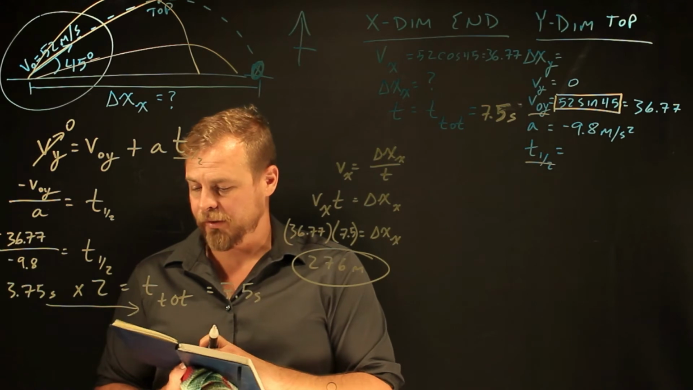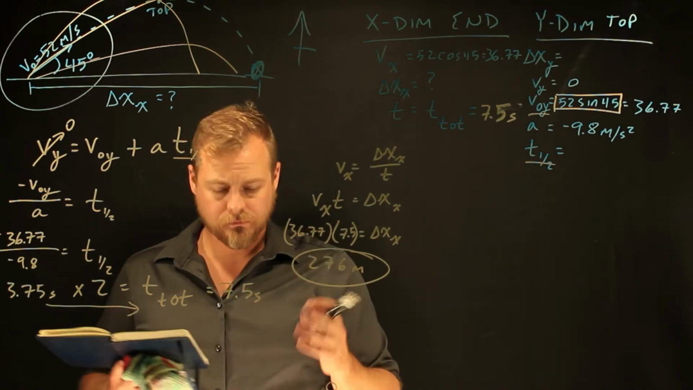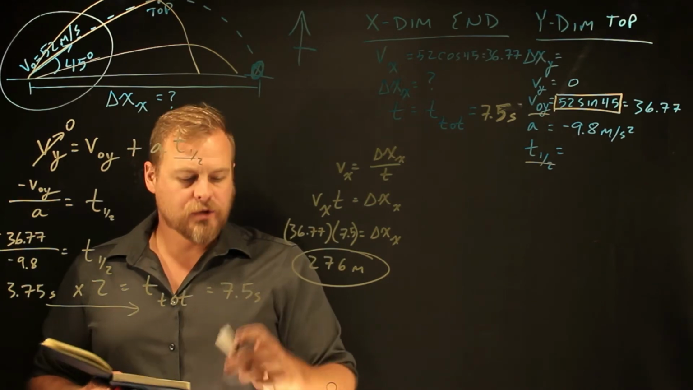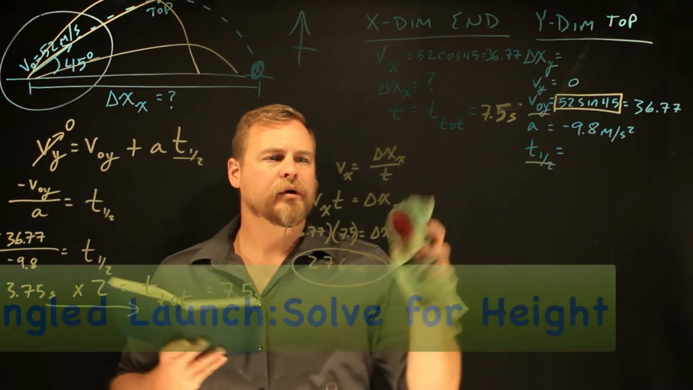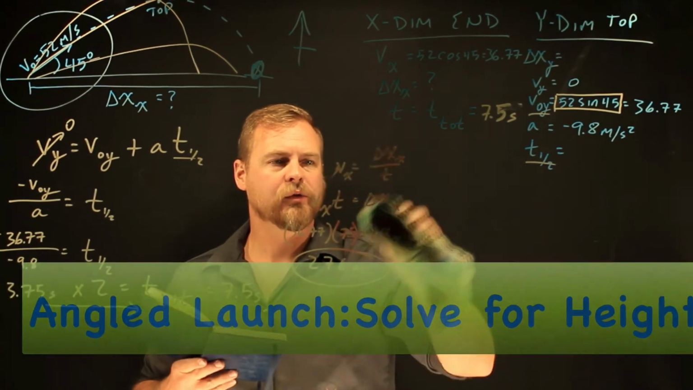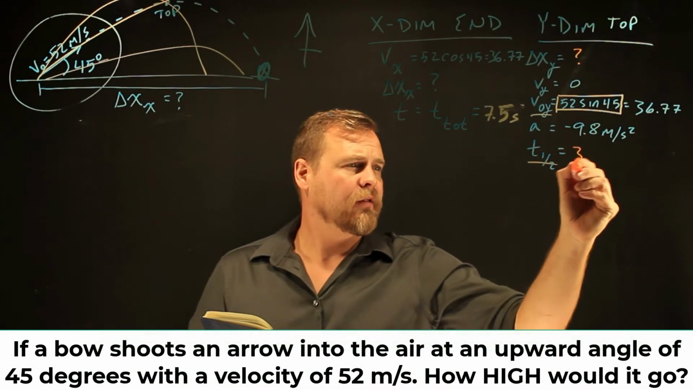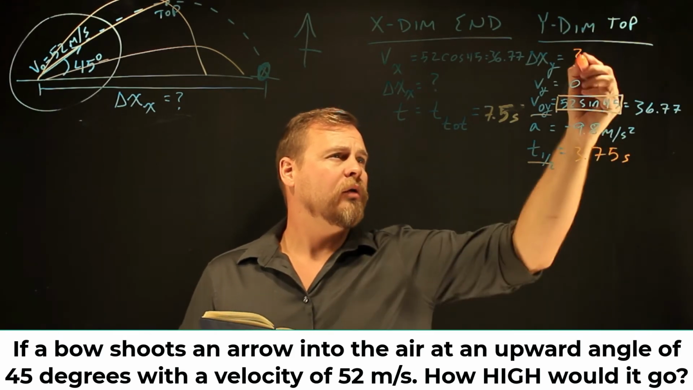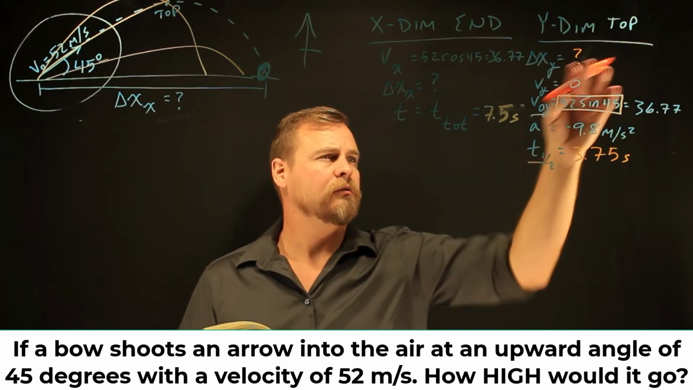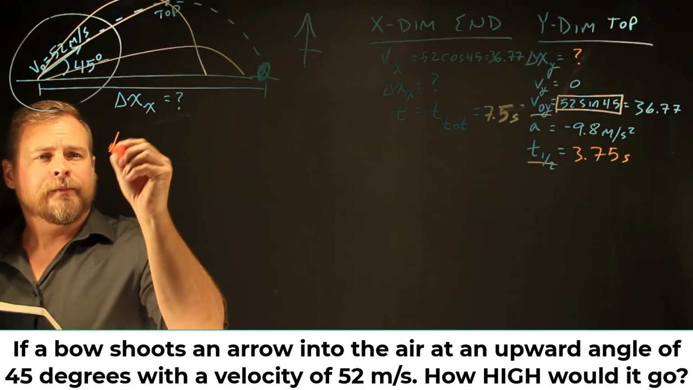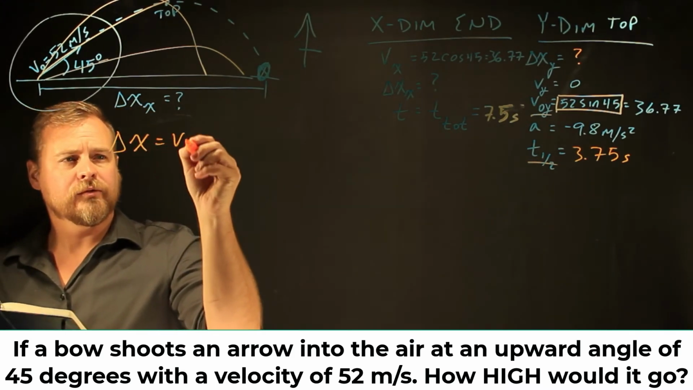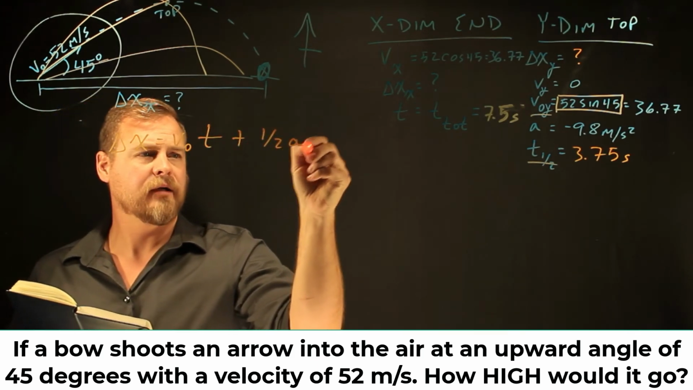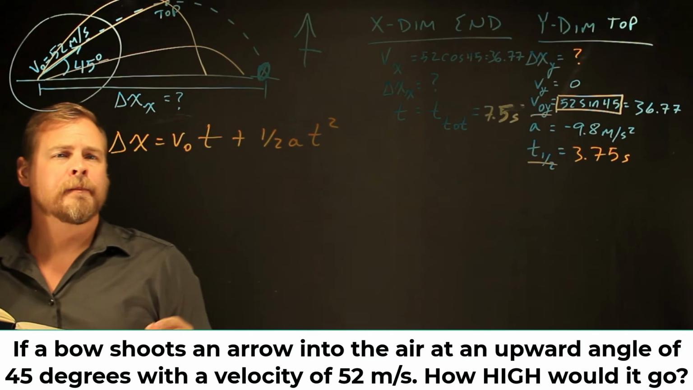Okay, so this is a pretty typical angled launch scenario. We're going to do one more. We'll go ahead and solve for height. So I'll leave a lot of this stuff up here and we'll just kind of pick a few different equations. If I carry over that half time here, I'll go ahead and pick a different kinematic equation and solve for height. So delta x is equal to v naught t plus 1/2 at squared.